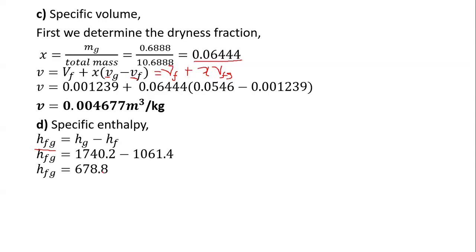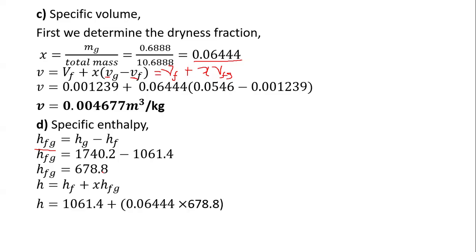And then with that, we can now go to our full expression, where we're saying the total specific enthalpy is h = hf + x hfg. hf is 1061.4 plus x, which is 0.06444, times the hfg, which is 678.8. So this is 1,105.142. This is our answer for specific enthalpy.